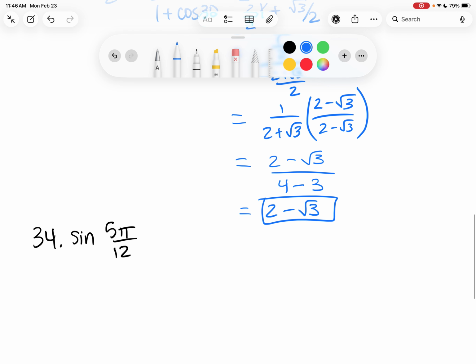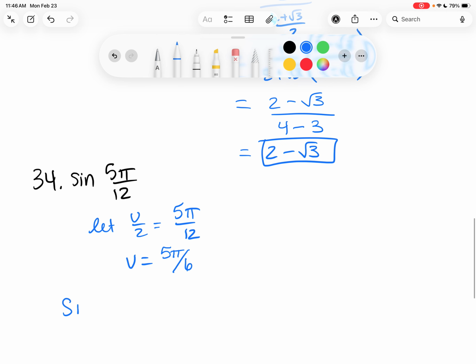All right, so this is the half angle. That means we're going to let u over 2 be equal to 5 pi over 12. So what does that mean u is? 10 pi over 24, which reduces to 5 pi over 6. So u is 5 pi over 6.